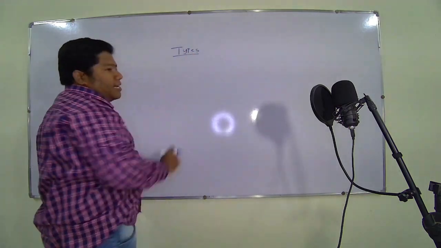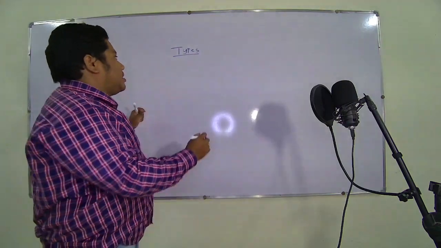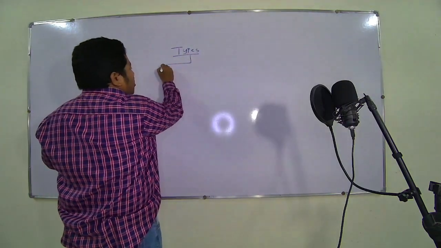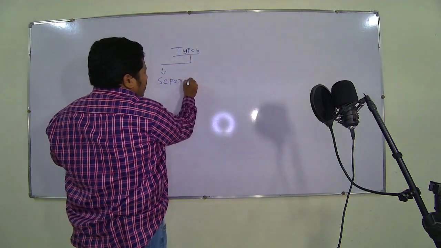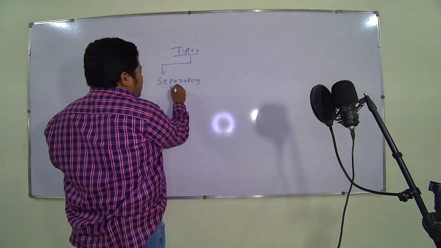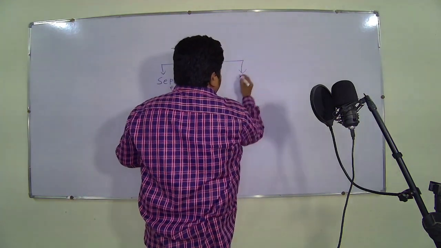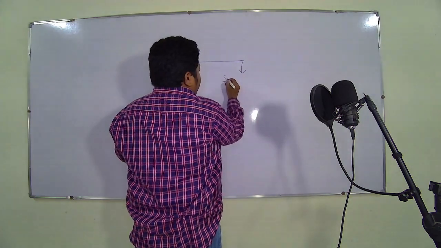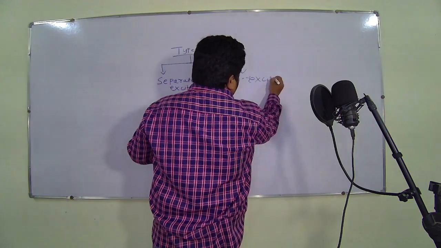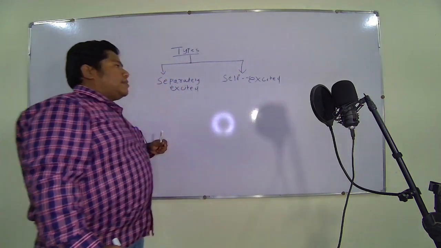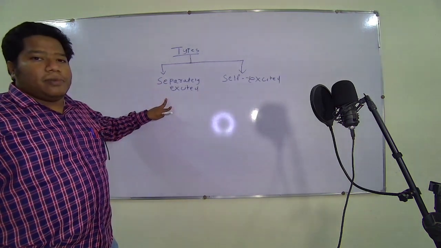So mainly, types according to field winding are divided into two types. One is separately excited DC machine, then another one is self excited DC machine. These are the two broad classification of types of DC machine.